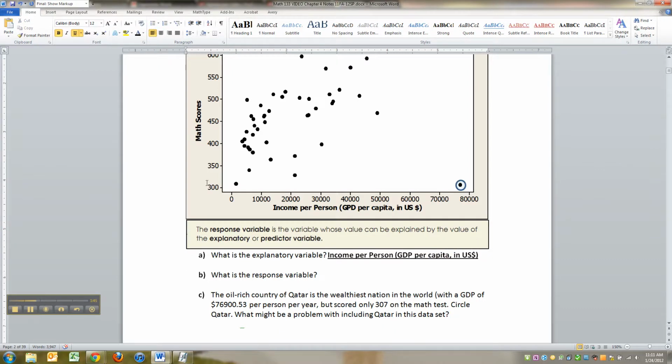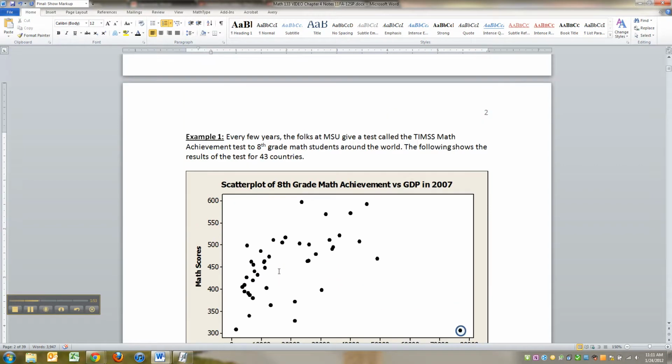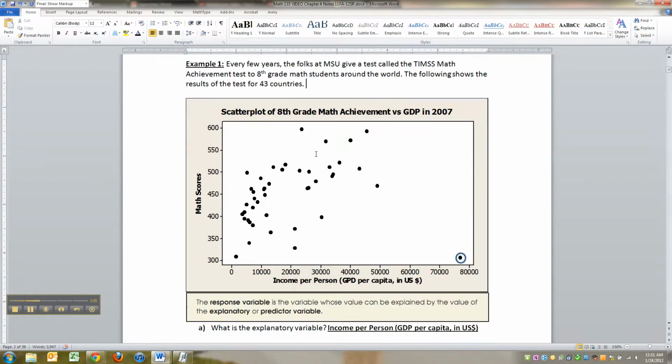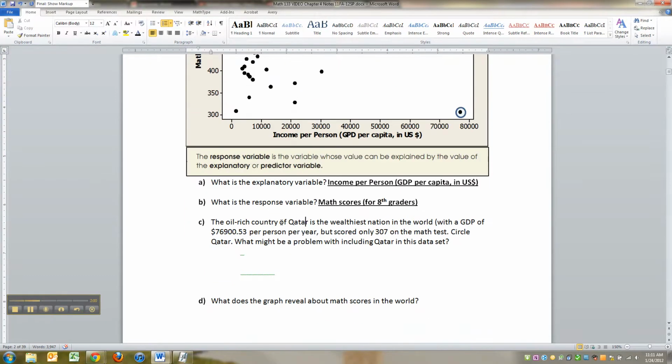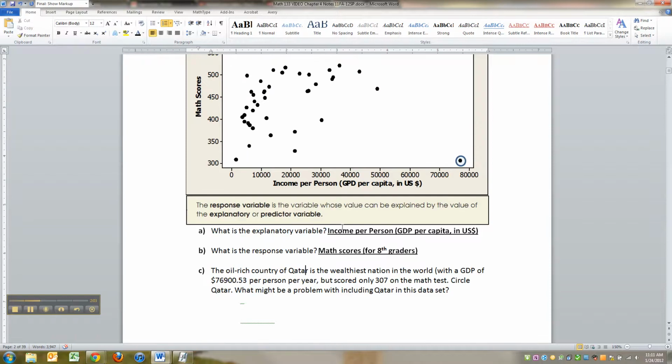All right, so then the math scores must be the response variable, right? And technically this was for 8th graders. The people at Michigan State University are the ones that distribute this test, and they give it to actually a few different age levels, but we were looking at the 8th graders in particular. Now, the oil-rich country of Qatar is the wealthiest nation in the world with a gross domestic product of $76,900.53 per person per year, but it's only scored 307 on the math test. Circle Qatar, and you can see I already did that because I already made this video and then it got eaten by my machine. But there it is right there.